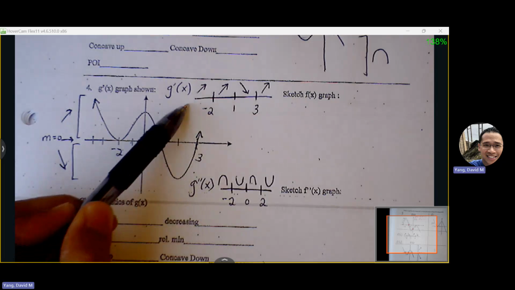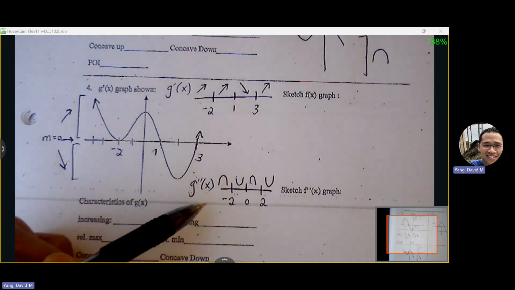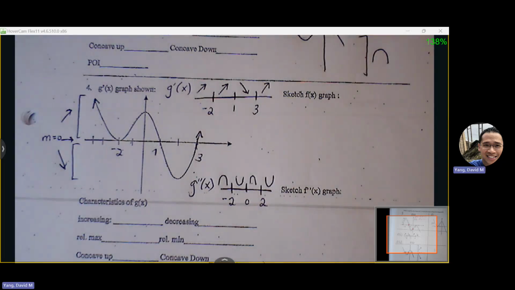How do we feel about these sign lines here? That's the hardest part. If you can get the sign lines down, it's easier to move forward.